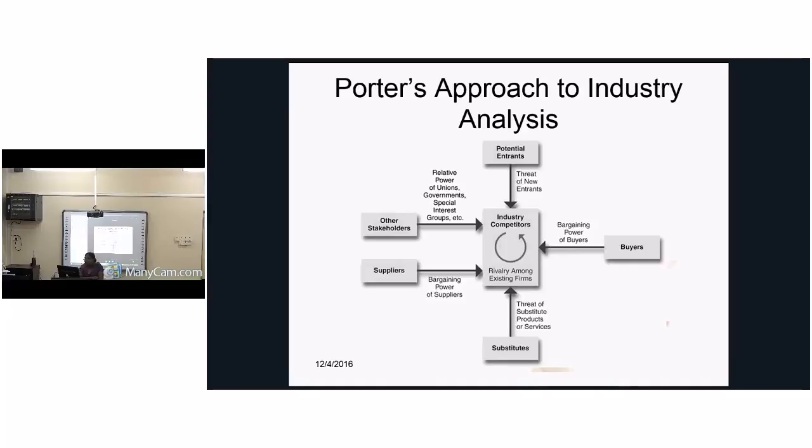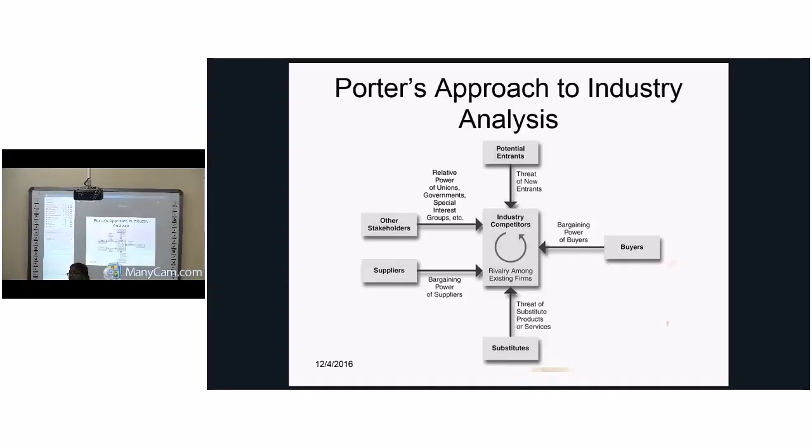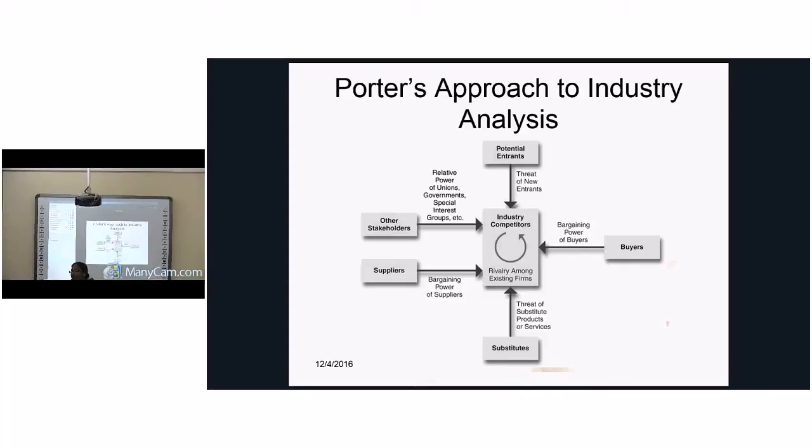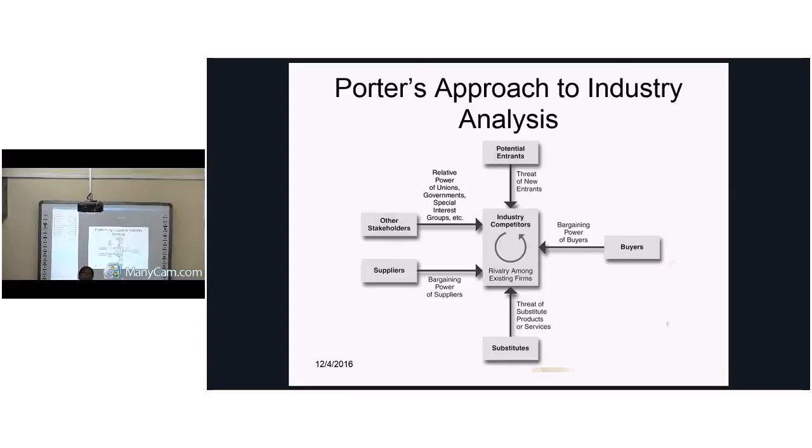Customers also have bargaining power. They will say, no, we can't afford this price. So customers have bargaining power, suppliers have bargaining power, potential entrants have power, and substitutes also have power, and other stakeholders have relative power. Unions, governments, special interest groups also have some level of power over the industry.